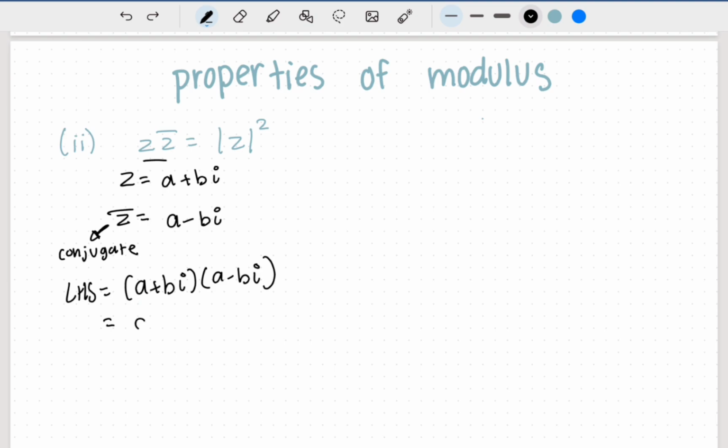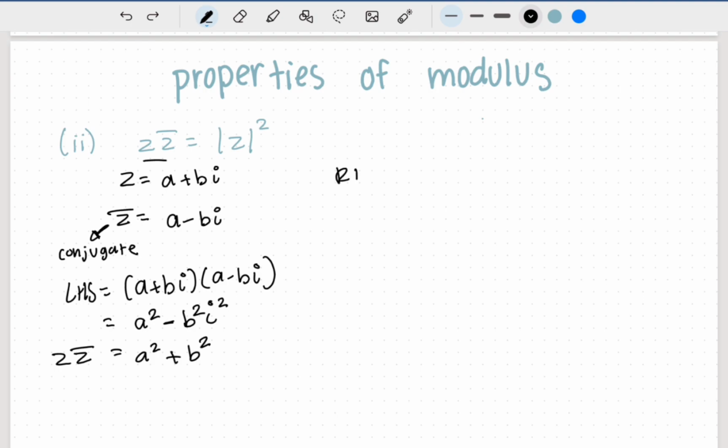So that's a squared minus b squared i squared. We know i squared is simply minus 1, times minus b squared is plus b squared. So we have the left hand side, z times z conjugate is equal to a squared plus b squared. And let's see if that's also the right hand side.